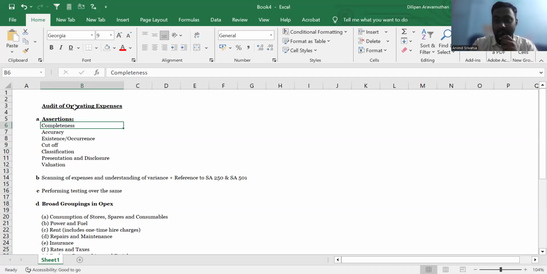Whatever is given to us is complete. So for this, we need to ensure that the operating expenses listing that is given by the management is complete. So how do we ensure completeness? For completeness, we need to understand something in specific.